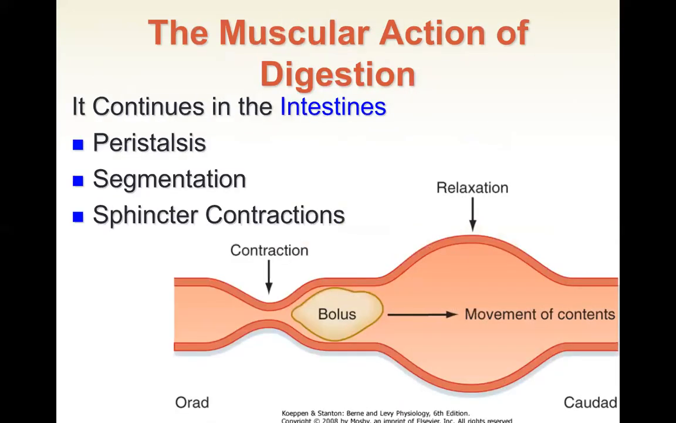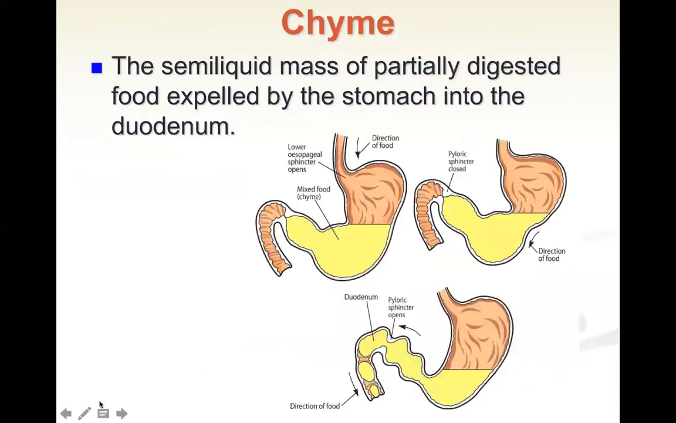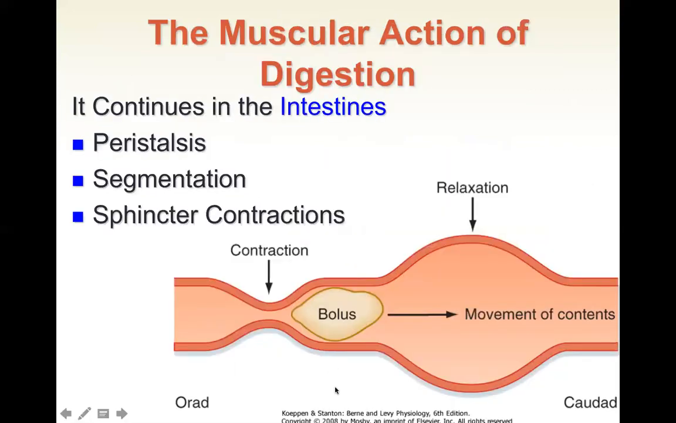Once chyme leaves the stomach, it leaves through the pyloric sphincter, which would be right here, and it enters the first part of the small intestine, which is the duodenum. The intestines have different ways to move food through the intestinal tract. One method is peristalsis, which is wave-like muscular contractions that help pass food along.